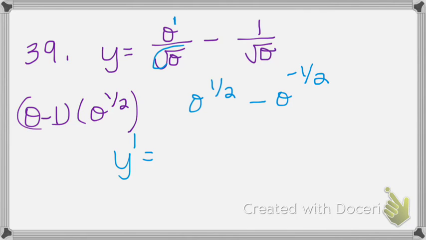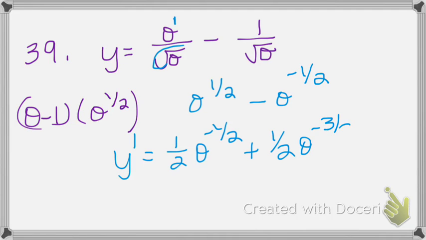So then if I find the derivative, it would be 1/2 theta to the negative a half plus 1/2 theta, subtract 1, minus 3/2.